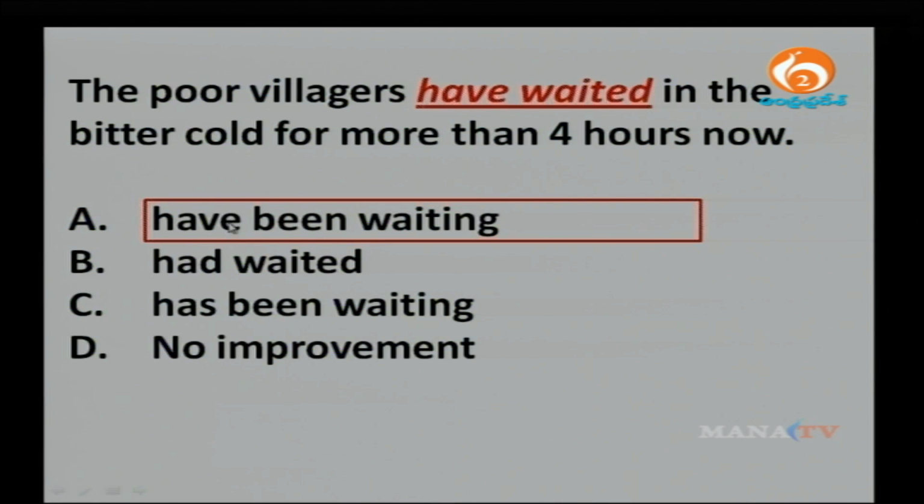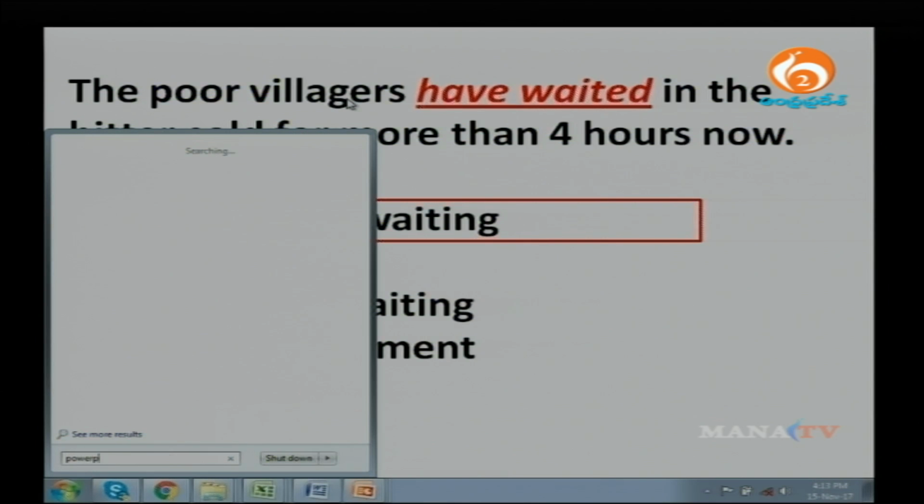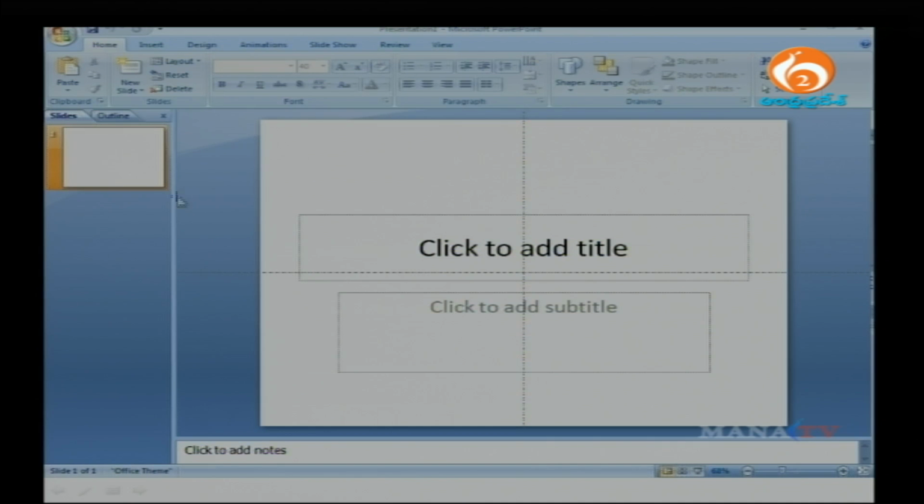When should you use have? When should you use has? So, you have been waiting and has been waiting. Have is used when your subject is plural. Has is used when the subject is singular. This is a part of subject-verb agreement that you need to understand. I want to quickly demonstrate what I mean by this.